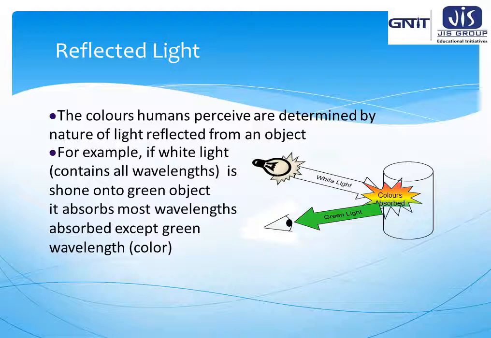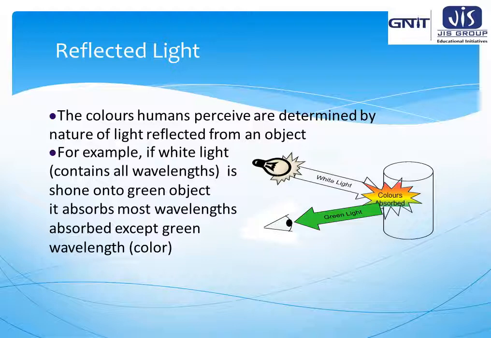The colors humans perceive are determined by the nature of light reflected from an object. That means the wavelength of the light which is coming to our eyes by reflection from any object determines which color we will see.